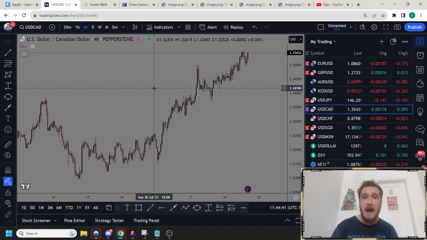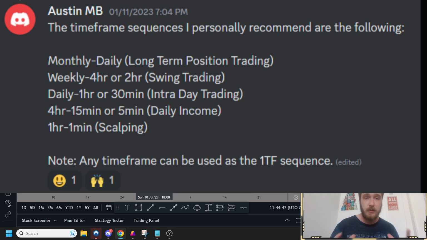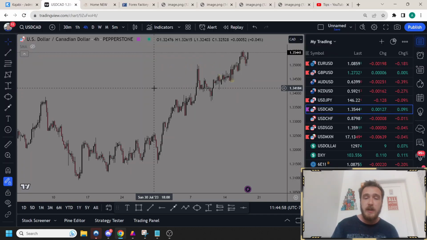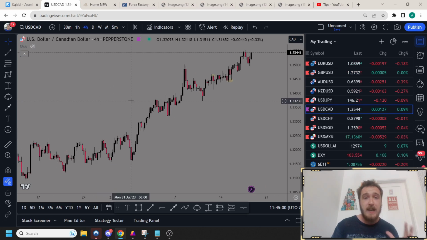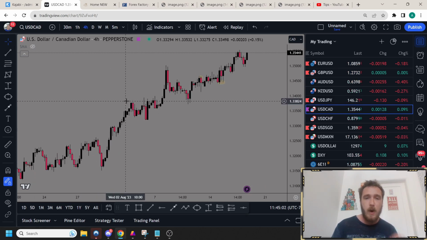Because I know people are going to ask me what's the best time frame, what time frame sequences should I use, I will just pop it on the screen right now and show you those are the time frames I just generally recommend for different time frame sequences. Have a higher time frame and have a lower time frame. So in this case, we're looking at the 4-hour time frame and we're in an uptrend. So that's definitely telling me that I want to be looking for buy setups.